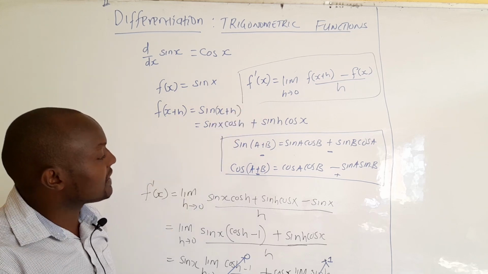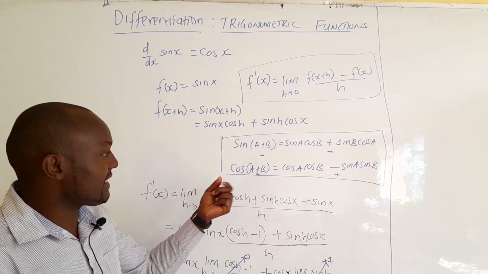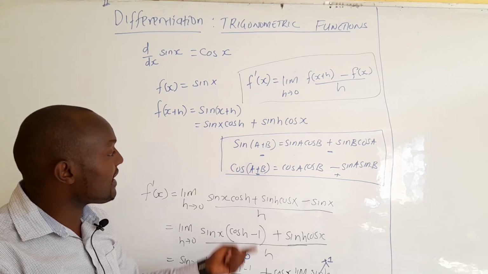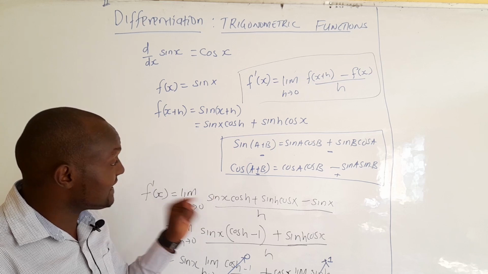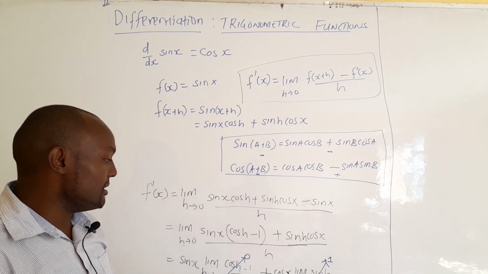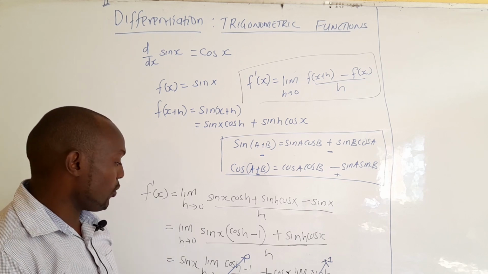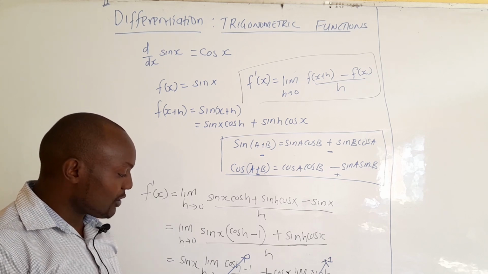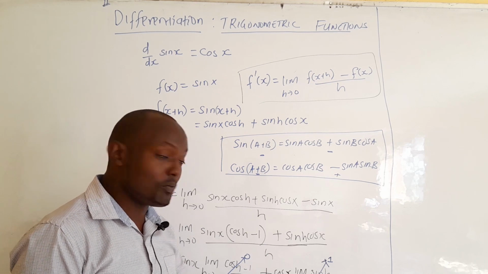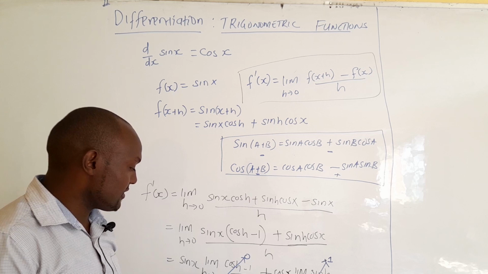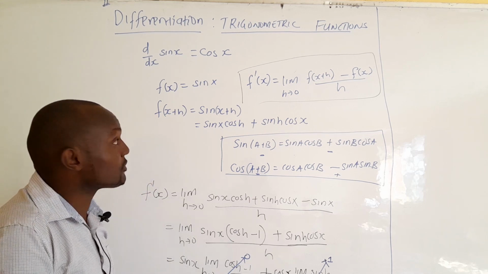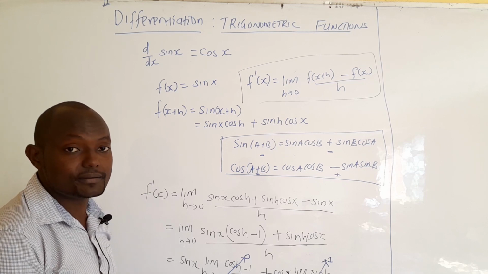Then in another class, we looked at limits, how limits are applied in exponential, how they are applied in trigonometry, and in this case we have used that class, which shows you that this one will be 0, and this one will be 1. And that's how you get that. This is 0 times sin x, 1 times cos x, and you get cos x. So let's proceed and look at how we differentiate cos.